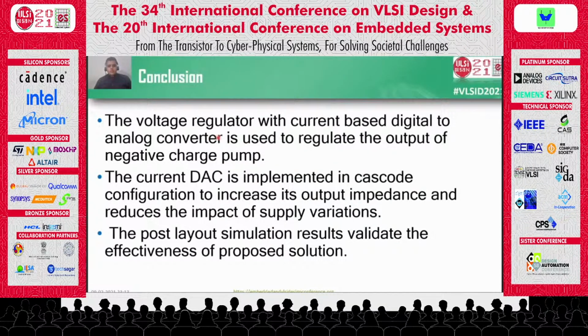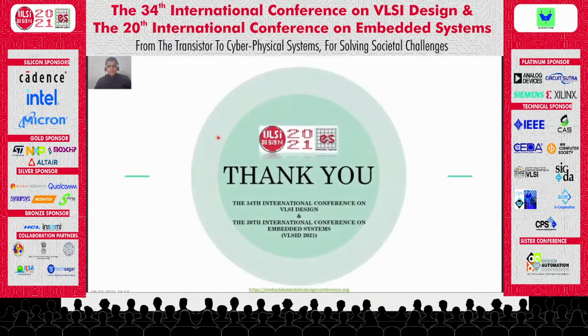The voltage regulator with a current-based digital to analog converter is used to regulate the output of the negative charge pump. The current DAC is implemented in cascode configuration to increase its output impedance and reduce the impact of supply variation. The simulation results validate the effectiveness of the proposed solution.